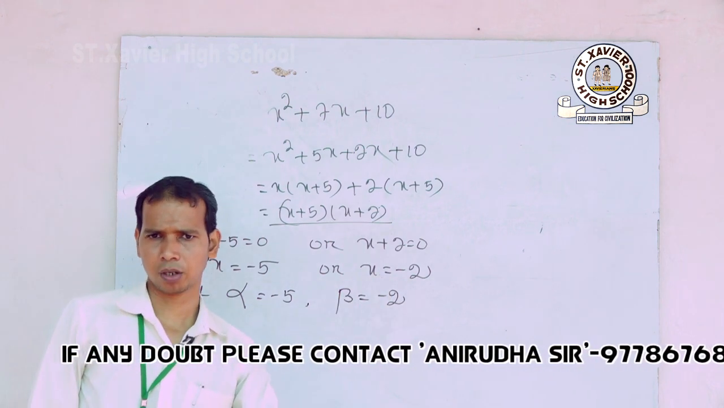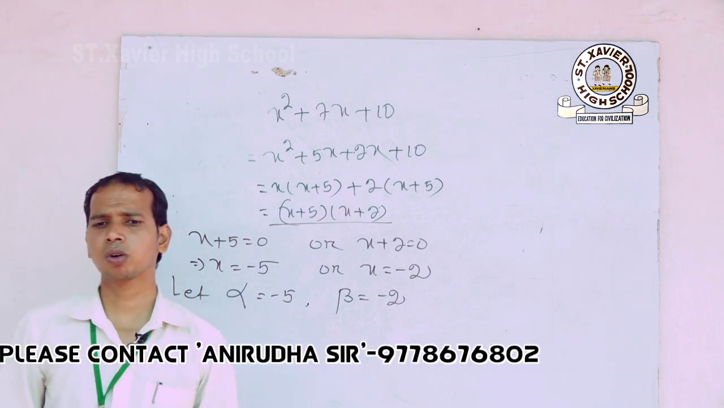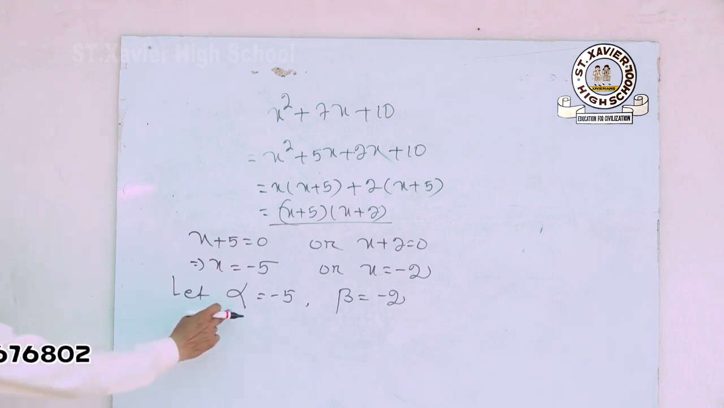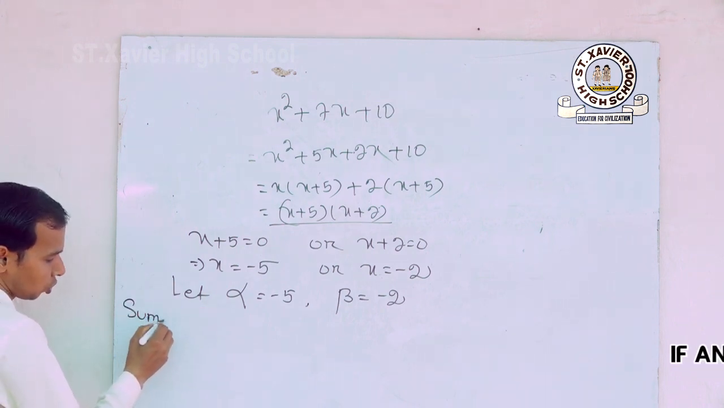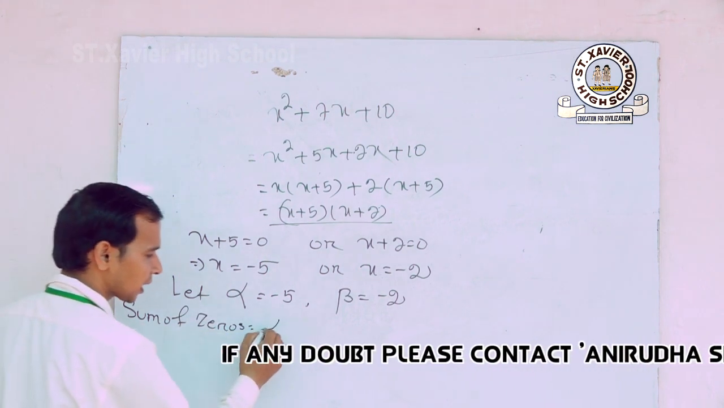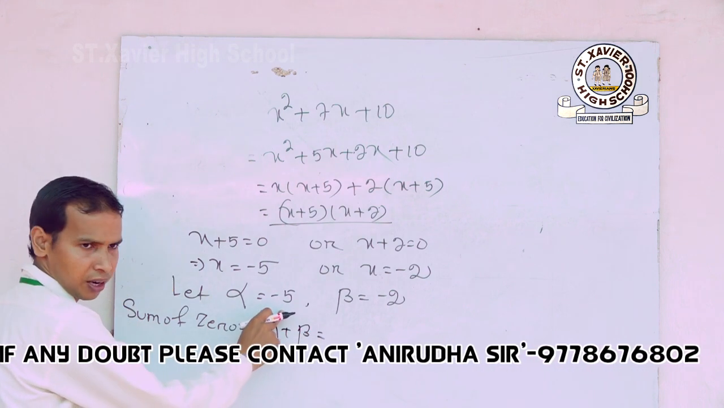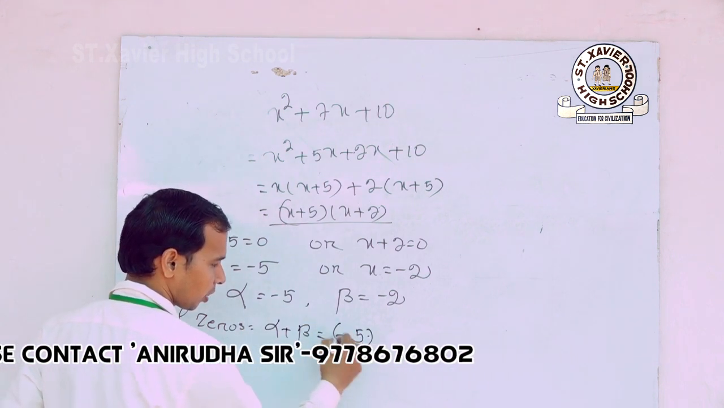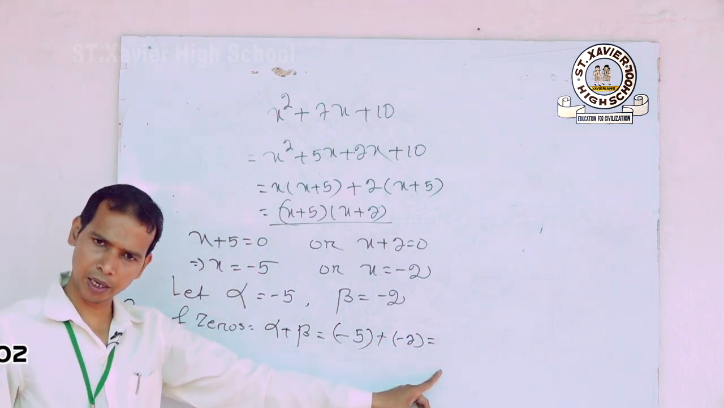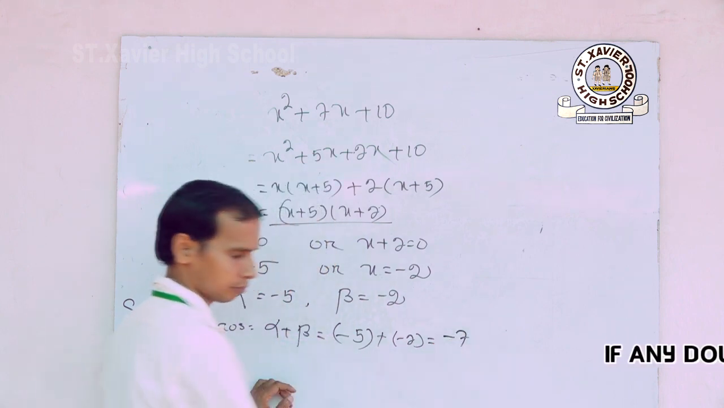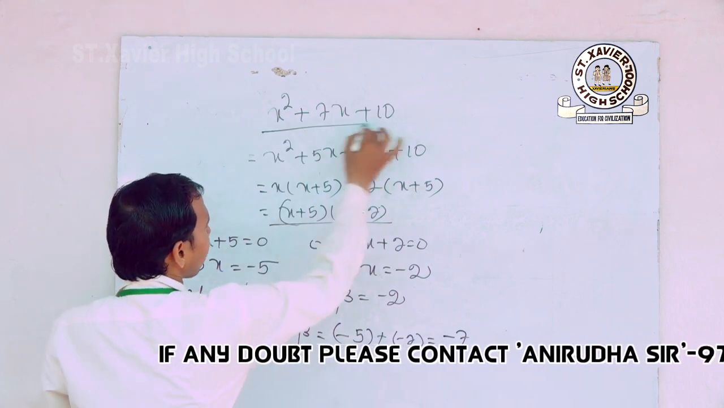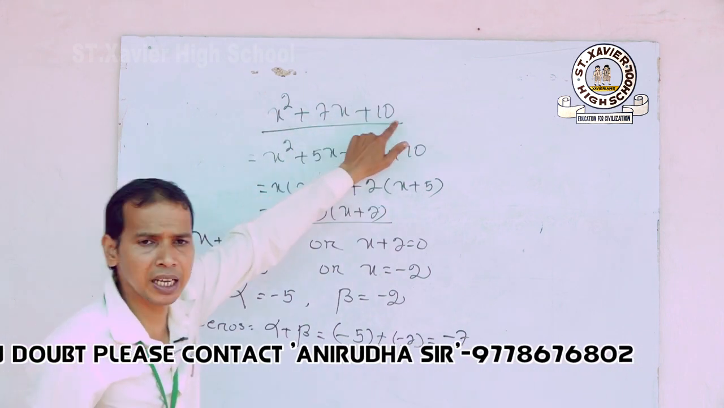Now we have to test whether alpha plus beta equals minus b by a or not. First write the sum of zeros, that means alpha plus beta. The value of alpha here is minus 5, plus the value of beta, minus 2. Minus 5 plus minus 2, you get minus 7.